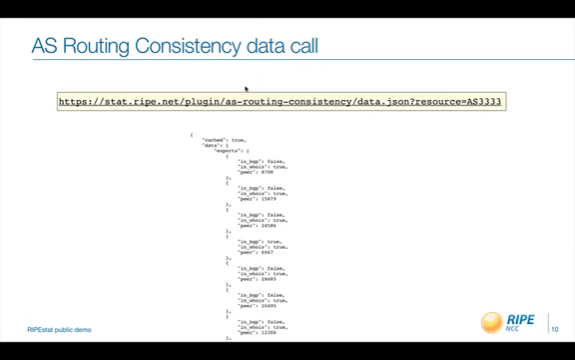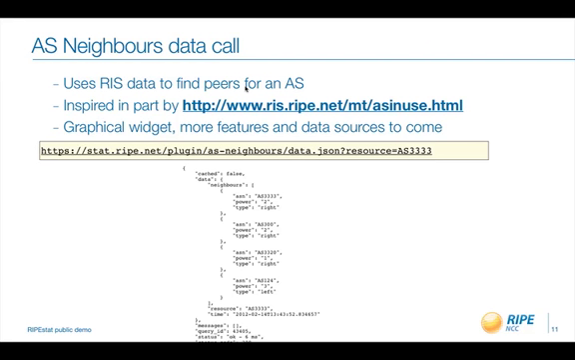There's also the AS neighbors data call, so this uses RIS data again, and it finds peers for a particular AS. So one particular use for this is to work out whether an AS is in use. The AS in use is an existing tool, and this partly inspired this particular data call, and it shows you the neighbors, the neighboring peers of the AS you give. So from that you'll be able to get some indication of how active it is. There will be a graphical widget, there's not yet, but there will be, and there will be more features as well, and more data sources. So we're hoping it won't just be RIS data, but there'll be data from other route collectors.